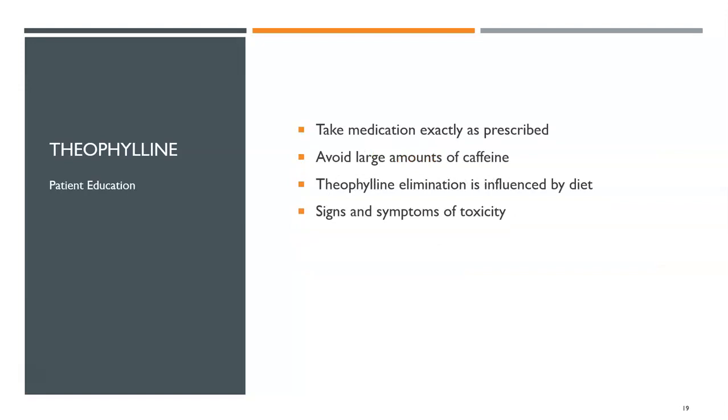So what are you going to tell your patients? Take this medication exactly as prescribed. Avoid large amounts of caffeine when you're taking it. The theophylline elimination is influenced by their diet, and you want to tell them all the signs and symptoms of toxicity. So say you send them home and you just write signs and symptoms of toxicity in your note, and then your patient's at home having seizures and the family's like, what's going on? We don't know what's happening to grandpa. Papa had a seizure. They might leave him at home. Something goes wrong. Papa dies.